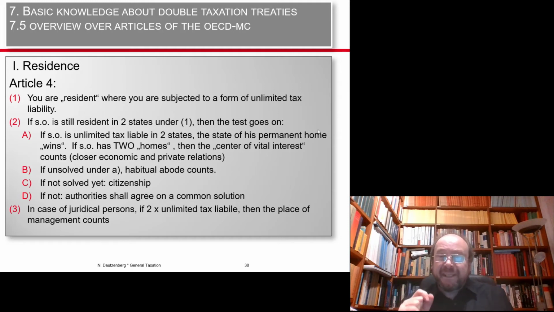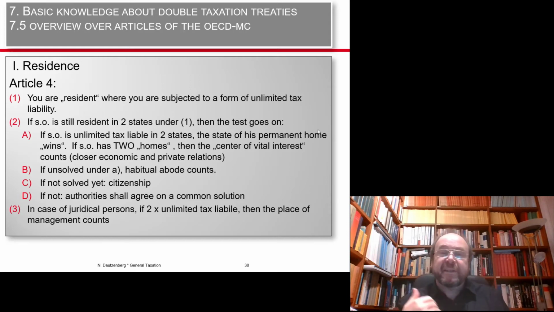By the way, that means the home must be permanent and not that you must be permanently at that home. So even a holiday home which permanently is available for you might be a permanent home, a second one. Now, if you have two permanent homes, that does not really help. Then they ask for your habitual abode.